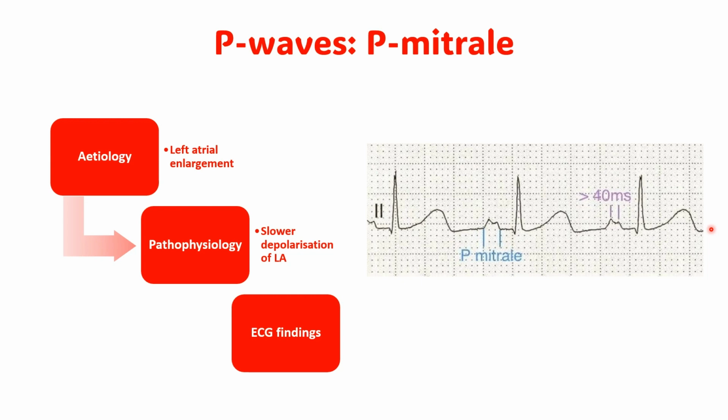Okay, so the various conditions that can cause P-mitrale. A few of them are restrictive cardiomyopathy, for example, and that's typically due to infiltration of the cardiac tissue. That could be due to sarcoidosis, amyloidosis, other infiltrative disease. Okay, particularly in sarcoidosis, you have low voltage QRS complexes. You might also find some bundle branch blocks too.